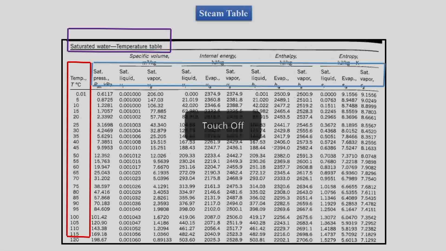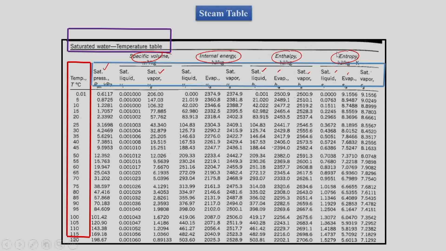These are the properties of steam given in the steam table, and at those temperatures we have the saturation pressure, the saturated vapor, and enthalpies and entropies given. So we have specific volume, internal energy, enthalpy, and entropy, and these are given in a steam table. Corresponding to temperature we have the saturation pressure, and then the specific volumes: the first specific volume is the saturation volume of liquid, and the second is the saturation volume of vapor.